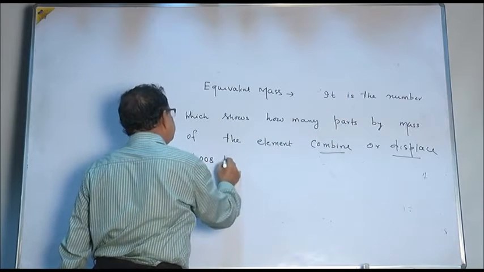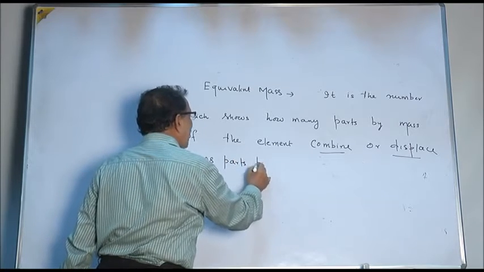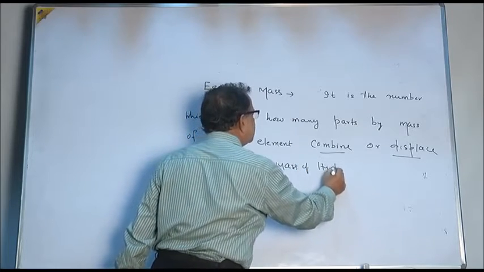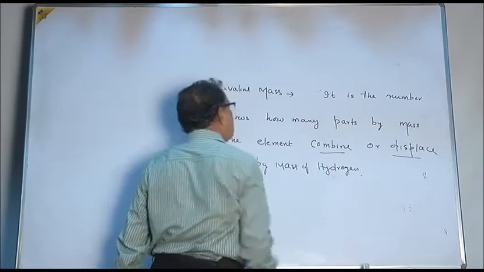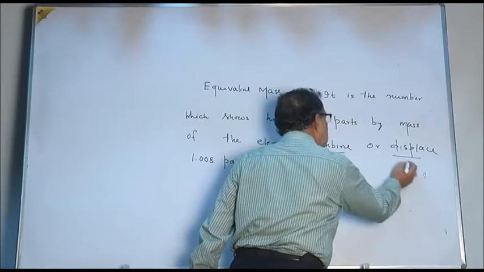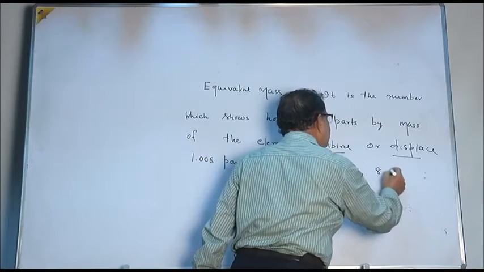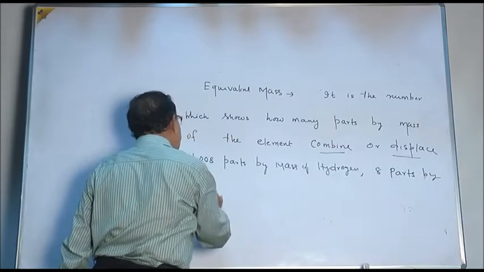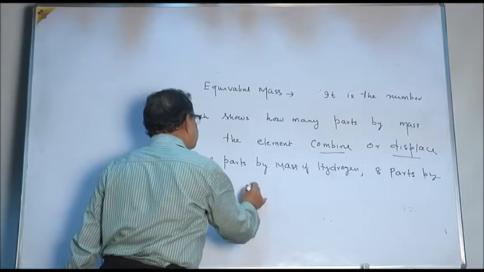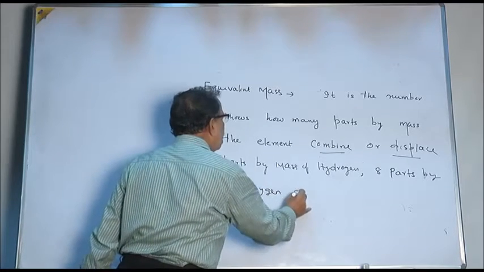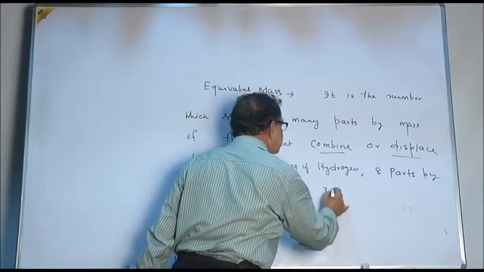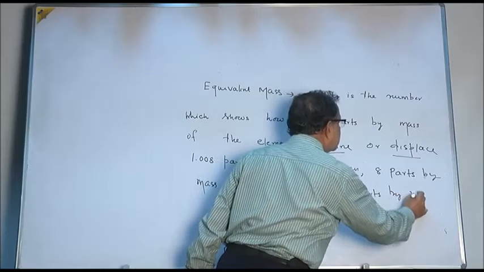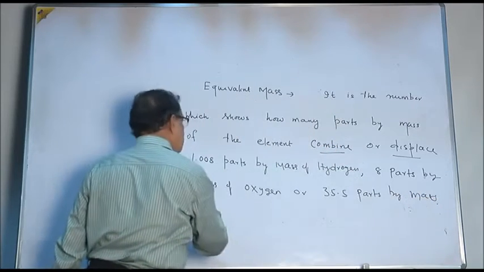1.008 parts by mass of hydrogen, or 8 parts by mass of oxygen, or 35.5 parts by mass of chlorine.